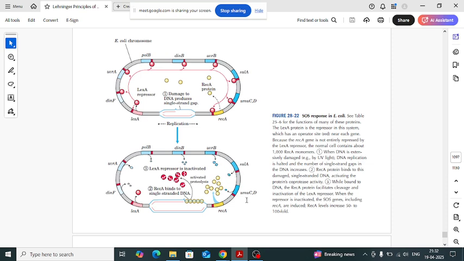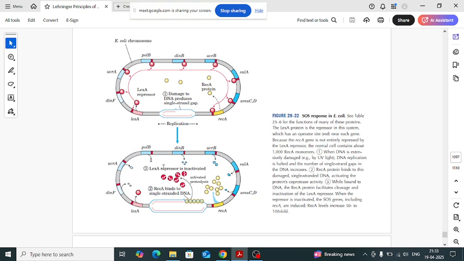sulA, umuC, umuD, right? So those genes will be expressed, which are the SOS genes, right? Including the recA gene, right? So that it can bypass the replication fork from here, right?